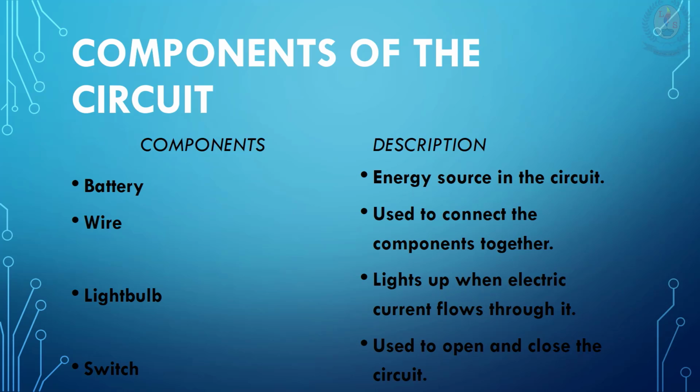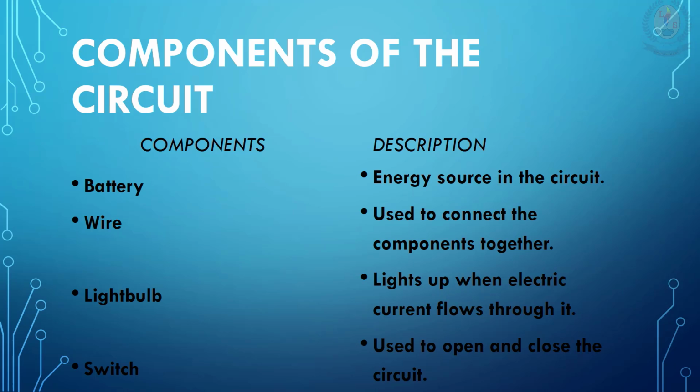Then in each and every electric circuit, we can see the light bulb. Why do we use a light bulb? Yes, the light bulb can be used to check whether the electric current flows through the circuit or not. When the light bulb lights up, it tells us the electric current flows through the circuit. So, we can use a light bulb to check whether the circuit can flow the current through it.